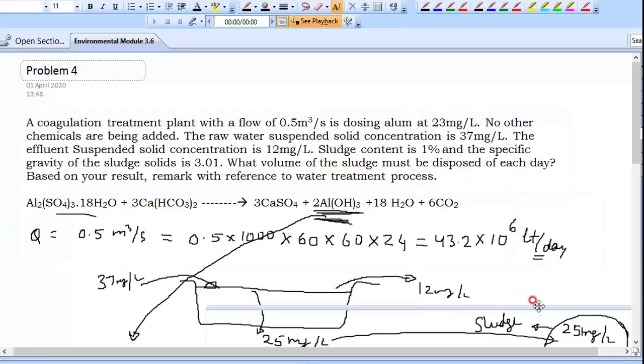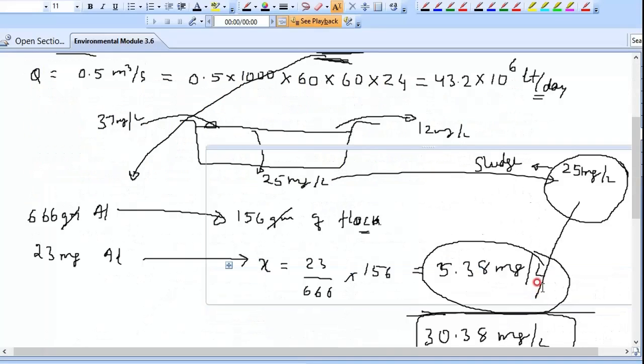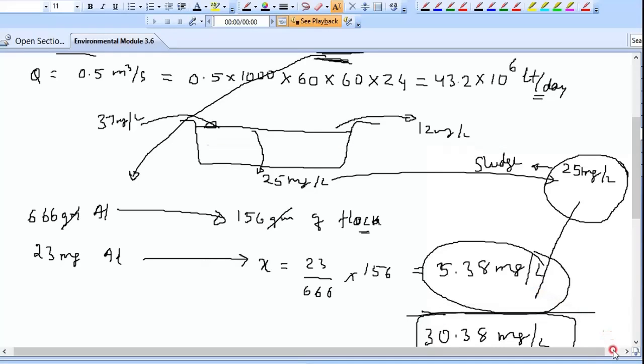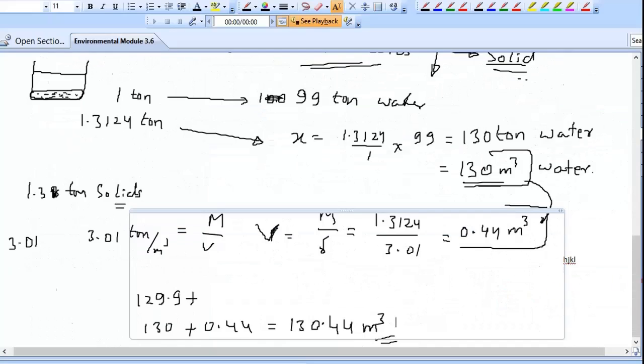You need to tell that this is a very huge amount of sludge and removing this much is very difficult. Therefore we will use a sludge thickener. In the thickener process we remove the water and make dry solids, and then we can remove it easily. 130.44 meter cube removal per day is very huge. Therefore the suggestion is we should provide a sludge thickener along with the treatment plant.